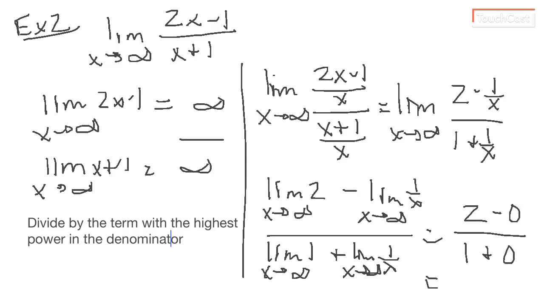So 2 minus 0 is 2. 1 plus 0 is 1. 2 divided by 1, our limit is going to be 2. If we tested this as x goes to negative infinity and got the same answer, that would mean y equals 2 is our horizontal asymptote. So now let's look at another example.